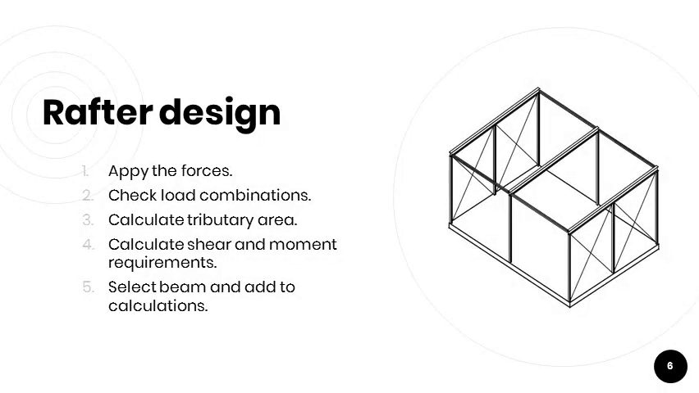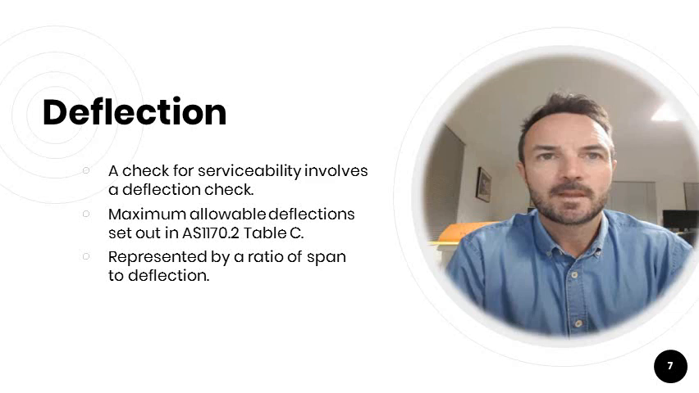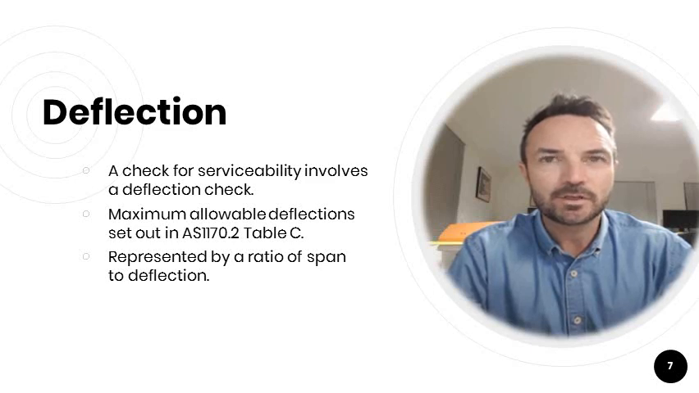The next member in the load path is the rafter, which is considered a beam as far as design is involved. Again, dead and live loads are established, load combinations considered, tributary area calculated, and the moment and shear capacities calculated to select the steel member. Deflection of this member is calculated and should comply with AS 1170.2, Table C for the maximum allowable deflections.